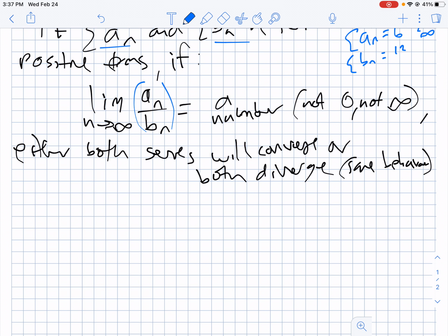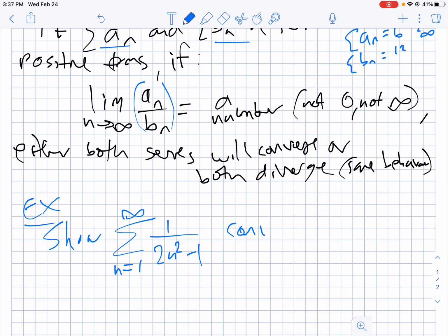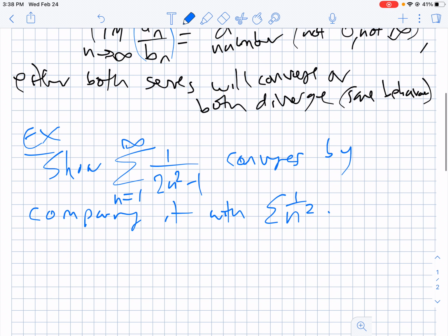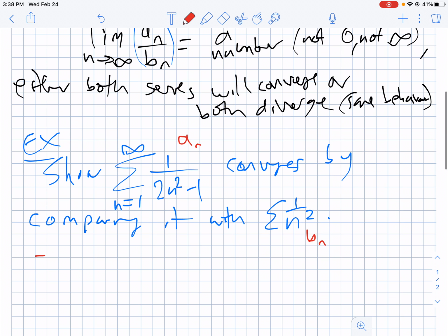Let's look at some example problems of where you're going to use this. So for example, let's suppose we have to show that the series from 1 to infinity, this one we just looked at, of 1 over 2n squared minus 1 converges by comparing it with the series of 1 over n squared. Okay. So kind of looking at this notation, this is going to be your a sub n, this is your b sub n.